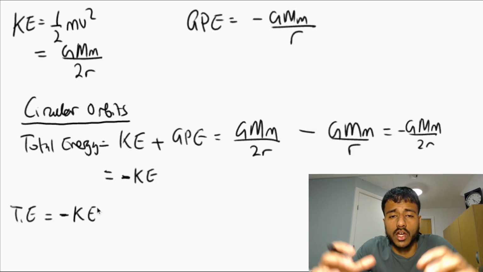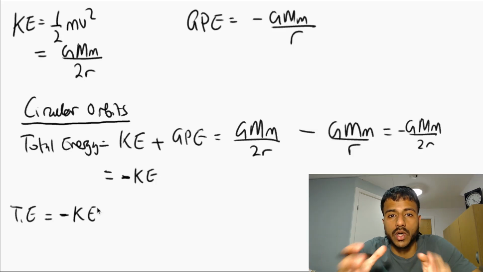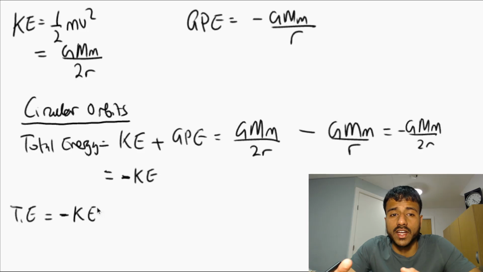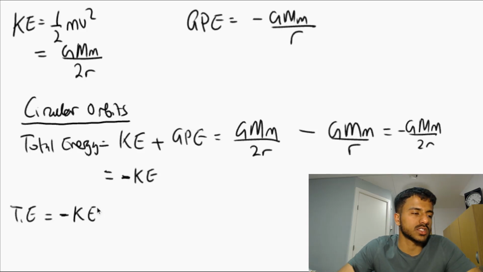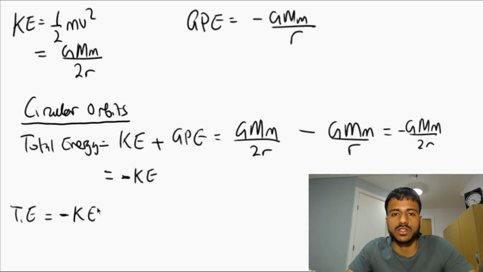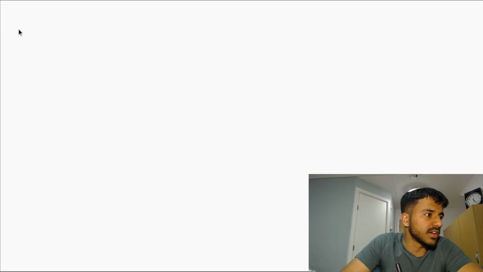And this means for circular orbits, the gravitational potential energy actually doesn't have an effect on the total energy of the satellite orbiting. But you have to be very careful, and you have to understand that this is for circular orbits only. Now we're going to look at the derivation for Kepler's third law.